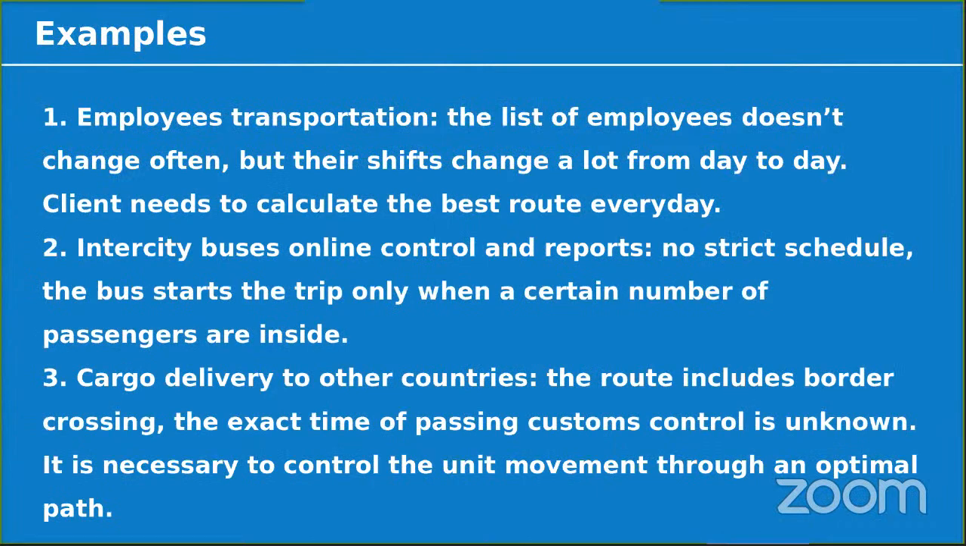And the final example, the third one, cargo delivery from one country to another. The route includes border crossing, but the exact time of passing customs control is unknown. It is necessary to control the unit movement through an optimal pass. And I'll try to solve it within 3 criteria. The 13th.